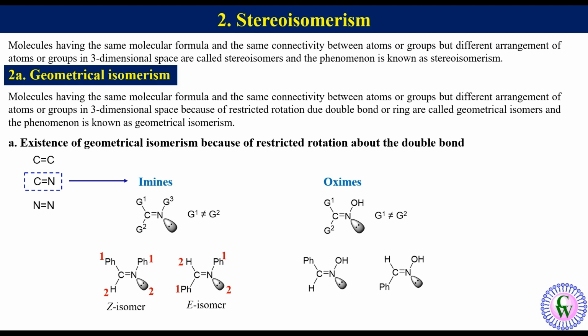Phenyl is labeled number 1 and hydrogen number 2. OH is number 1 and the lone pair number 2. Similarly, in the other isomer, the numbering will be 1, 2 and 1, 2 like this. The isomer with the phenyl and OH on the same side of the double bond is the Z isomer, while that with phenyl and OH on the opposite sides is the E isomer.